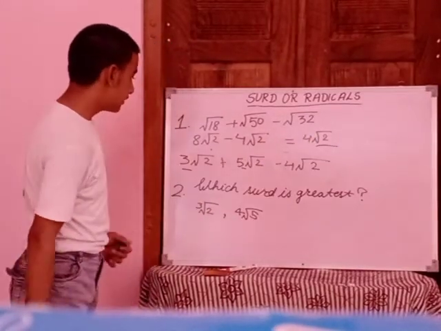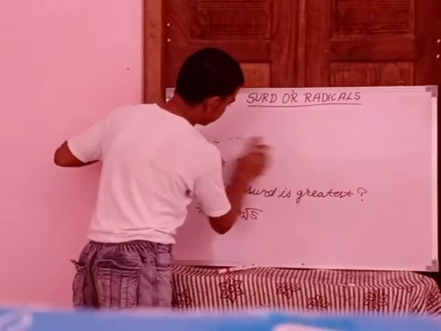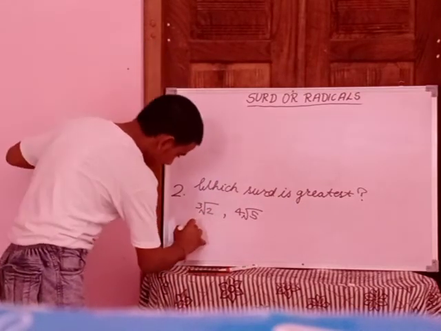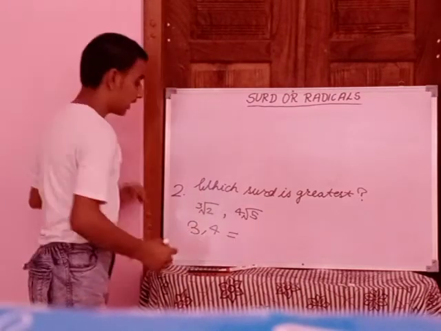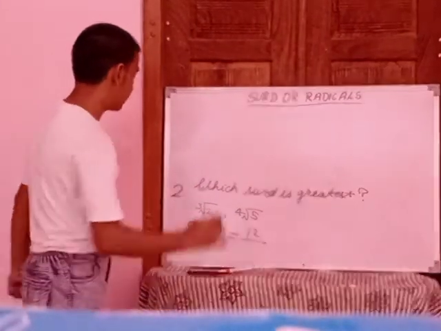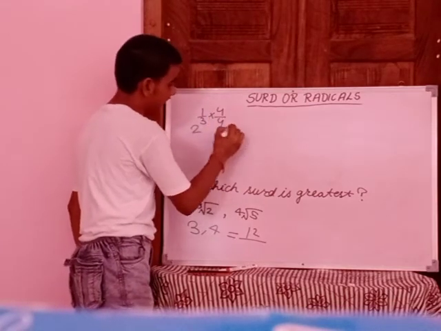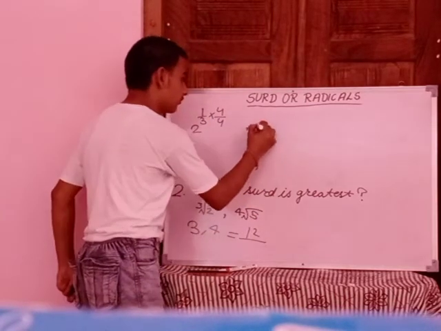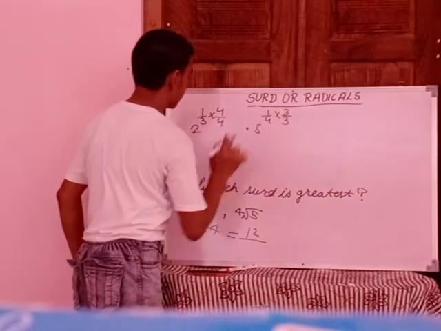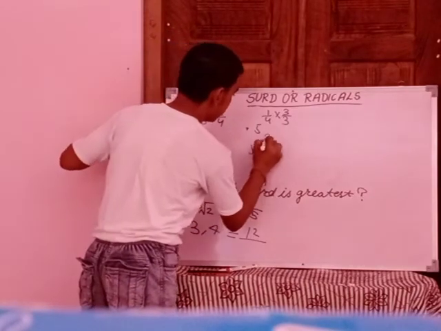Now let's move to the second question, which is very simple. Which surd is greatest? The orders of the surds are 3 and 4, so the LCM would be 12. Now let's convert each of the surds into the order of 12. This can be written as 2 raised to 1 by 3 into 4 by 4, and this can be written as 5 raised to 1 by 4 into 3 by 3. This would be 4 upon 12, and this would be 3 upon 12.